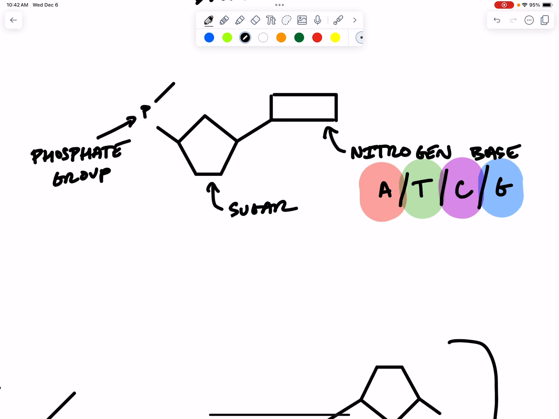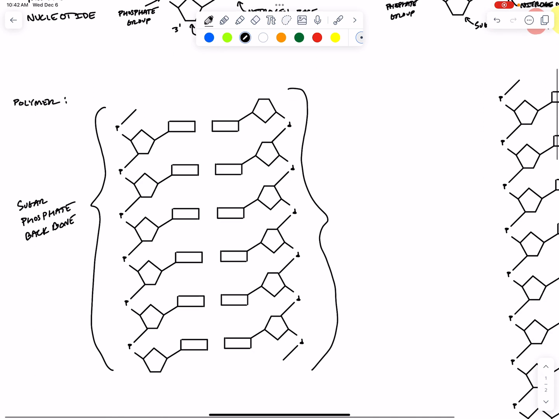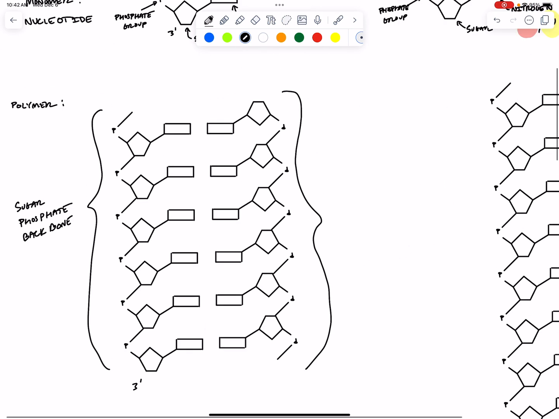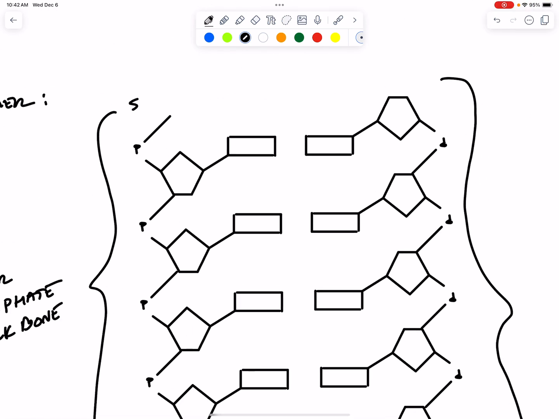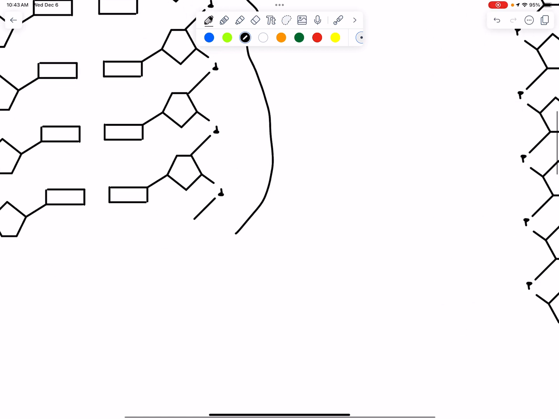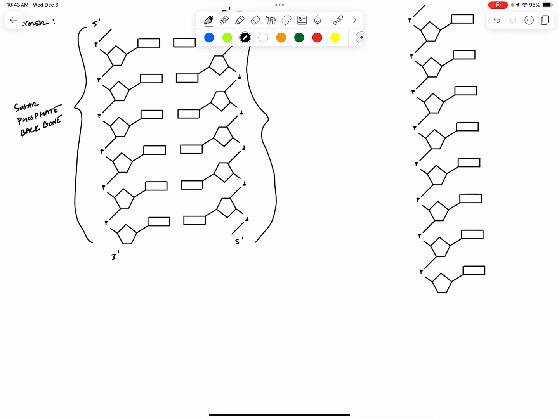This is called the 5' end of the nucleotide, and this is called the 3' end of the nucleotide. So if one strand of DNA is running from the 3' side down here, this means the 5' side is up here. The other one is going to be running in the opposite direction, where the 3' side is up here and the 5' side is down here.